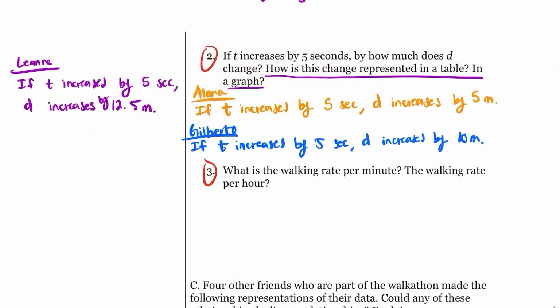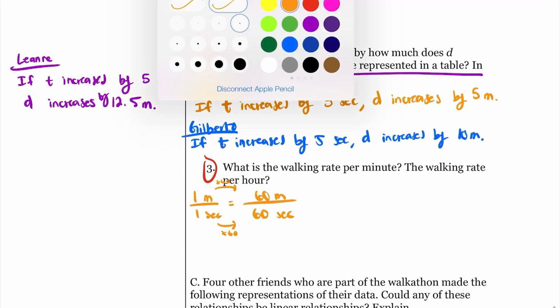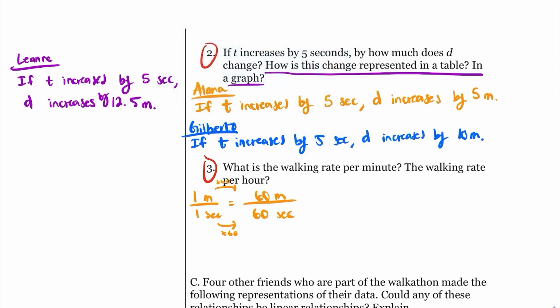So let's talk about the walking rate per minute. Remember that the rates were given in meters per second. Alana was 1 meter per 1 second. So we need to figure out how many meters she walks in 60 seconds. You multiplied by 60, so you should multiply this by 60. So Alana walks 60 meters in 60 seconds. Gilberto walks 2 meters in 1 second. Then we're changing this to 60 seconds.